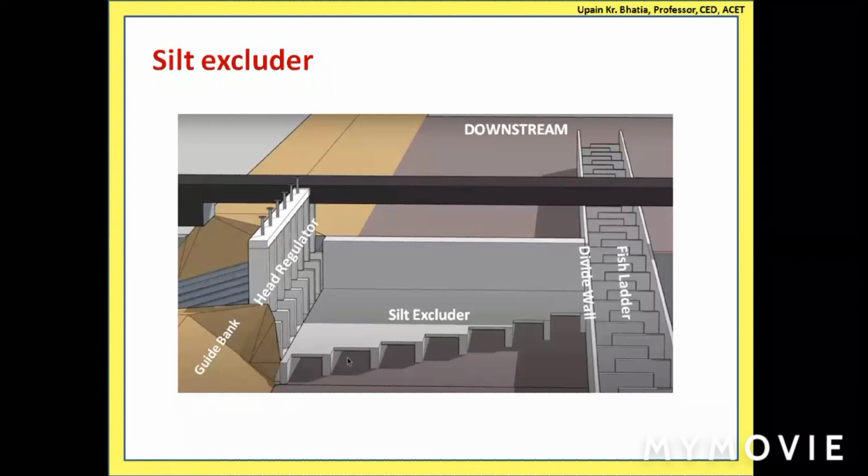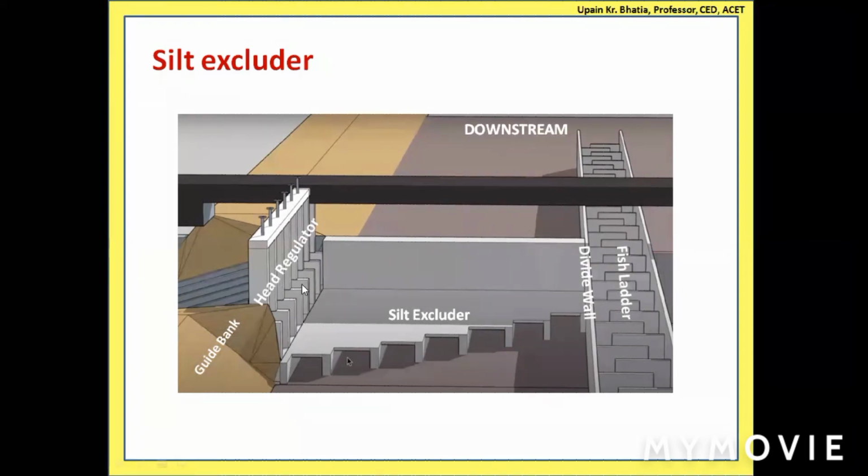You have already seen this slide, the silt excluder. What you are seeing is a view from upstream to the downstream direction of a diversion headworks. This is not the entire diversion headworks, it is one part of it. On the left hand side, you are seeing the guide bank. On the right hand side, you are seeing the divide wall and fish ladder. It is the portion within the guide bank and the divide wall, as if you are standing in the pocket channel. This is a view from the pocket channel, upstream side to the downstream side.